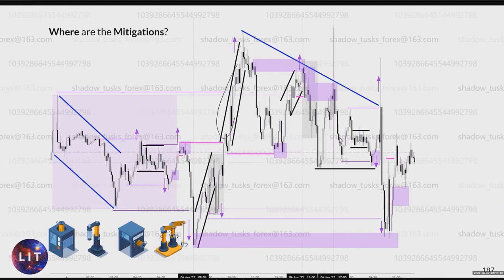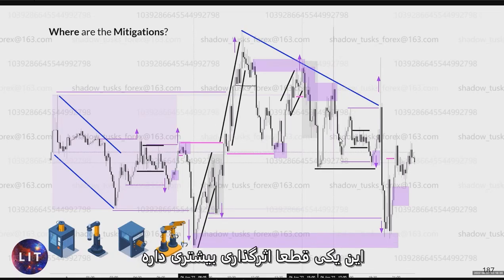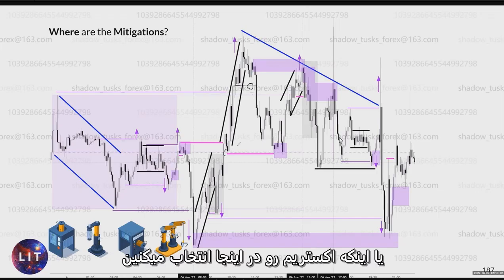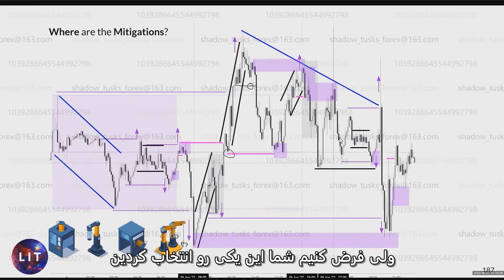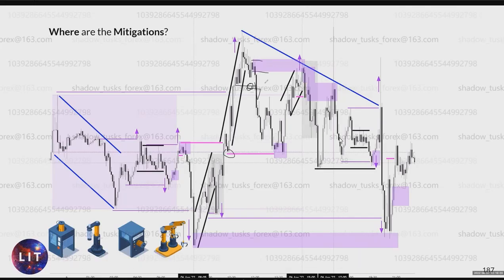Next build up, inducement high. Again, we talked about it where technically you want to have your break of structures. This one is definitely the more effective one, or you take the extreme one in here. Let's say you took this one. After it gets broken, this immediately activates this zone because we have clear imbalances, right?